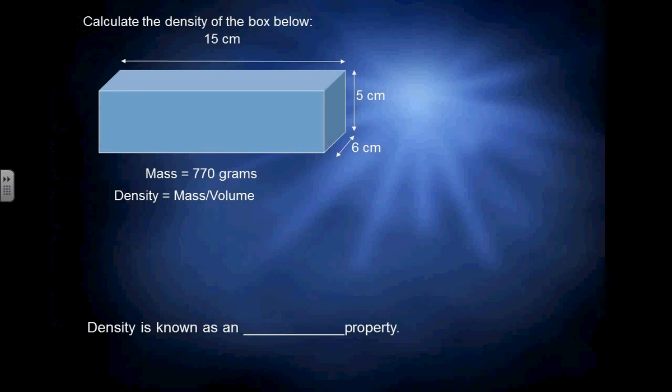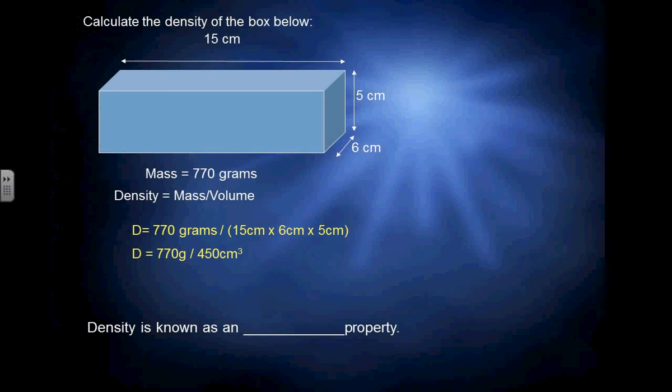All right, Nicholas, what do we need first? Find the volume. How did you do so? 15 times 5 times 6. Okay, and what do you get? 450 centimeters cubed. The mass, we know, is 770 grams. What does that give us for its density?